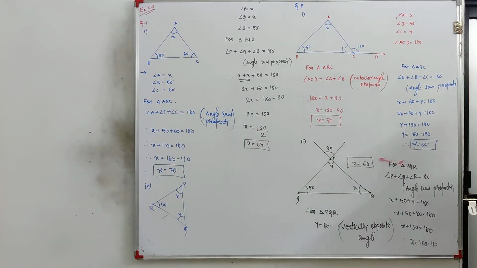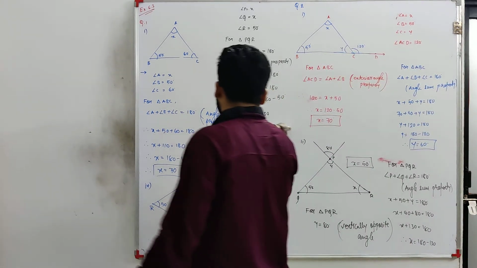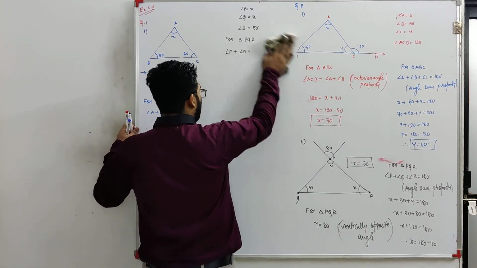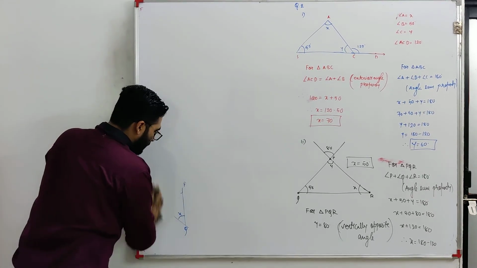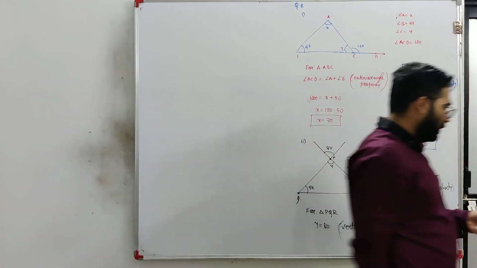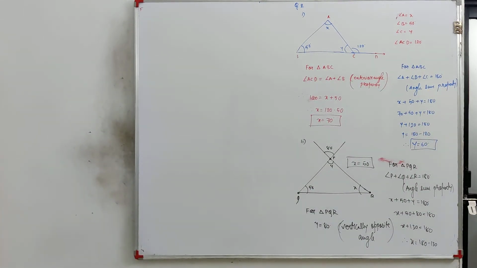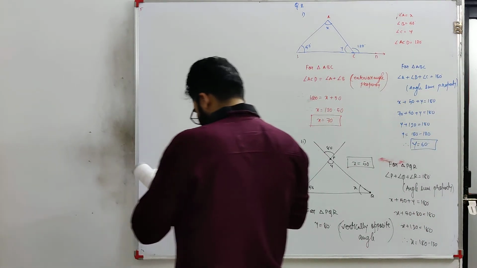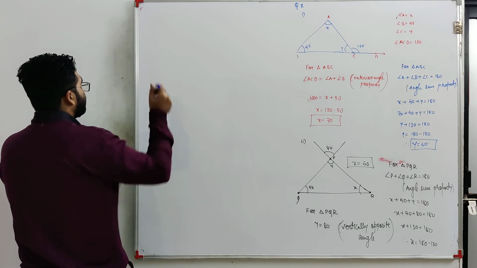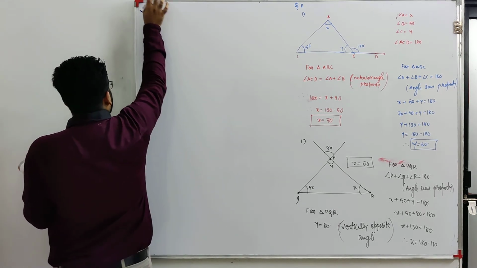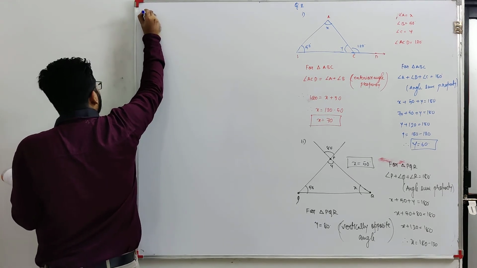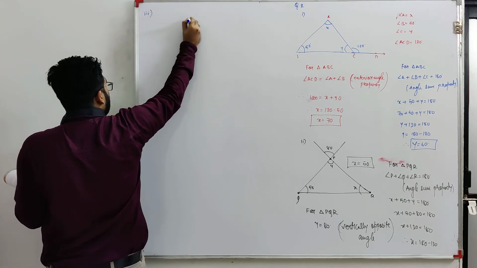Now, let me see the last different type of question. Here I am using another concept, the concept of linear pair that I mentioned in question number 1. If you feel that this concept is very easy, you can apply it here. So now, question number 2, and it is the third figure. The third figure is like this.